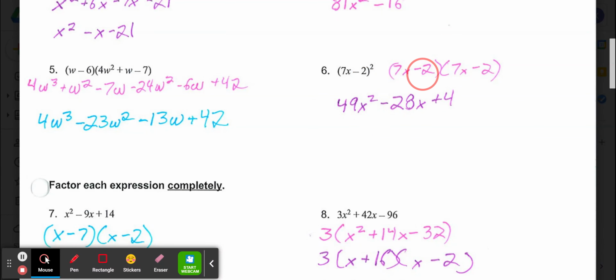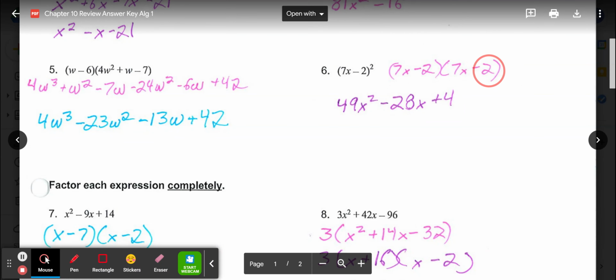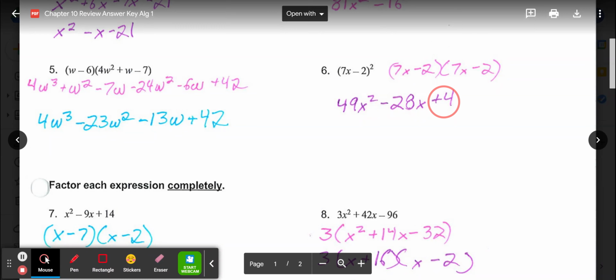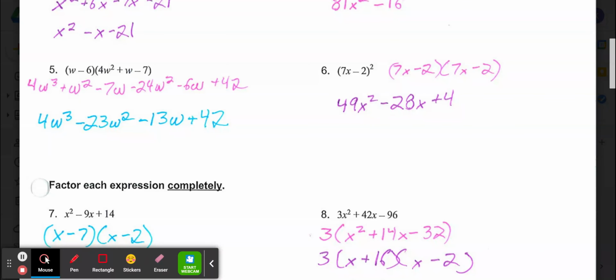Inner, a negative 2 times 7x is minus 14x. And then the outer is another minus 14x, so that's minus 28x. And then at the end, negative 2 times negative 2 is a plus 4. This is also a special case, so you could use your special products as well.